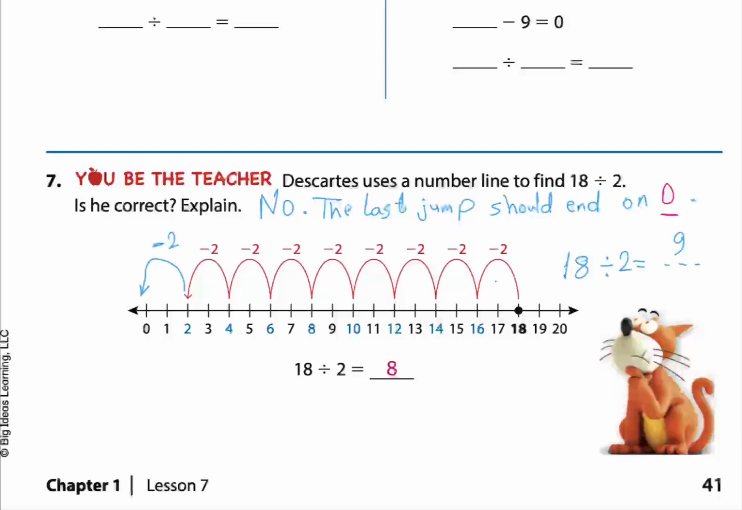Okay, my heroes, go ahead, finish writing. And when you finish, my heroes, go to Classera. You have an assignment. So you go to Classera and you find the assignment. The name of the assignment is the same name of the lesson. Use number lines to divide. Find it and solve it.